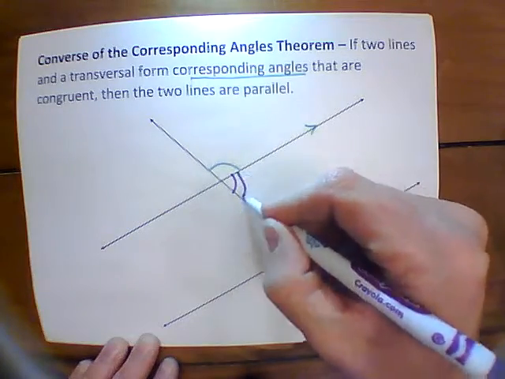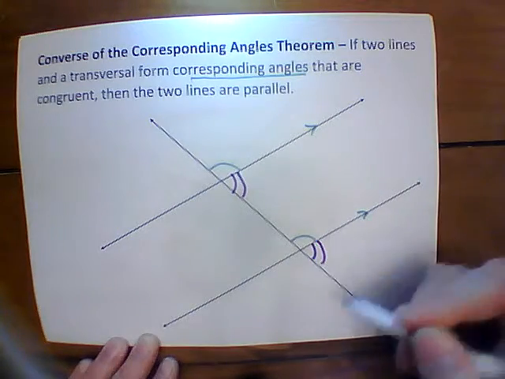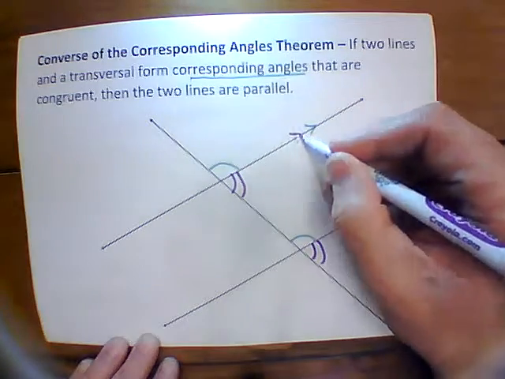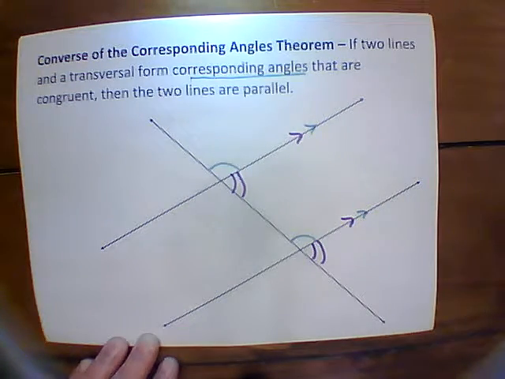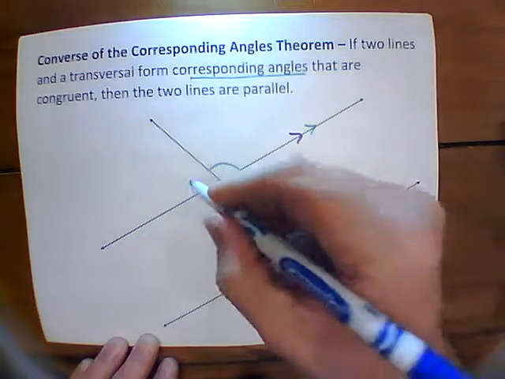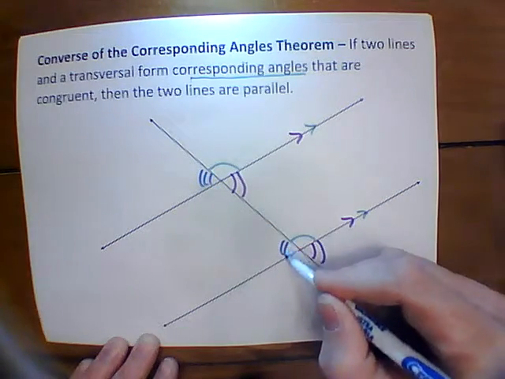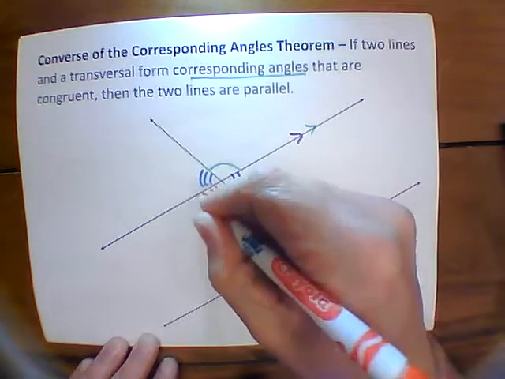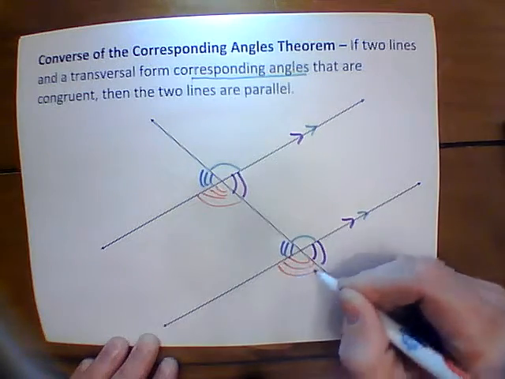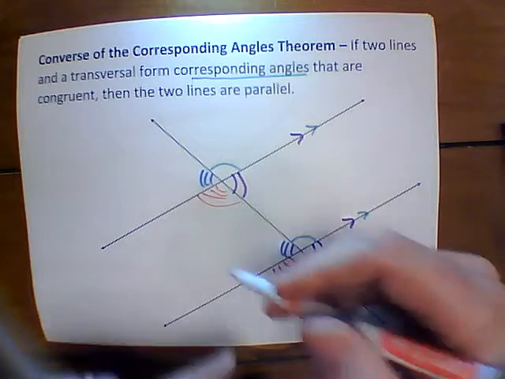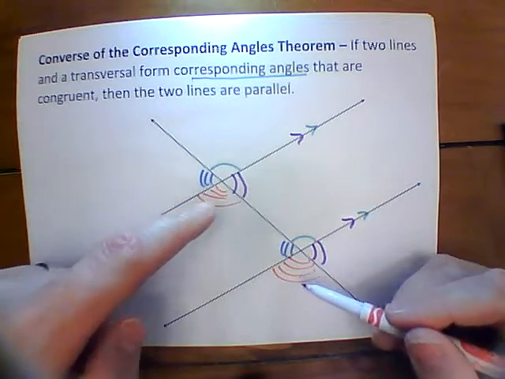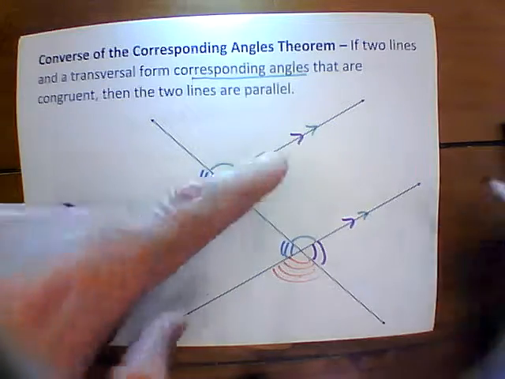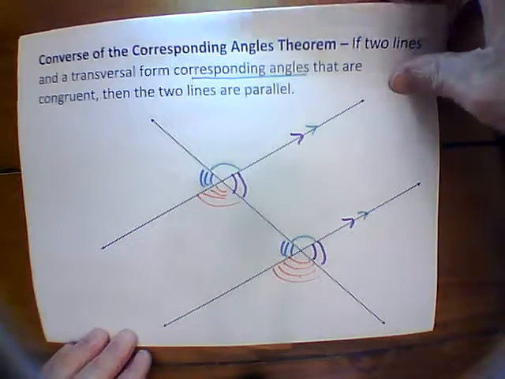If I could show that these two angles are congruent, then I will have shown that corresponding angles are congruent, thus these two lines are parallel by the converse of the corresponding angle theorem. And the same can be said if I can show that these two angles are congruent to each other and these two angles are congruent to each other. So if I could show any set of corresponding angles are congruent, I just got to show one set, then I can conclude that the two lines are parallel.